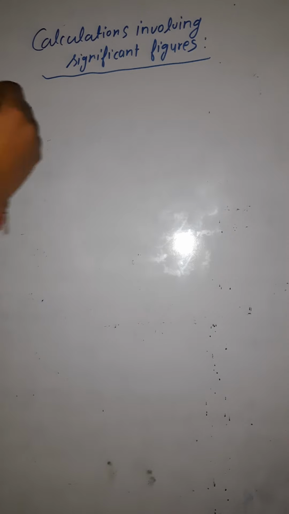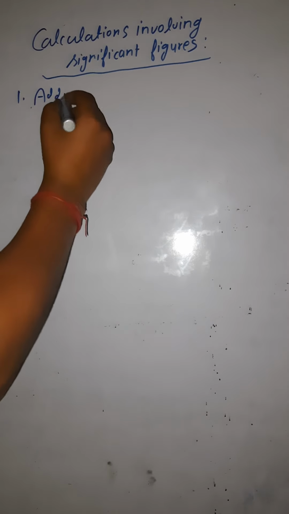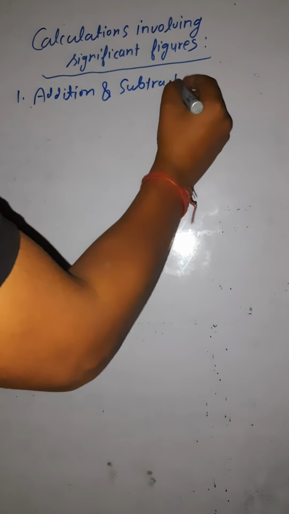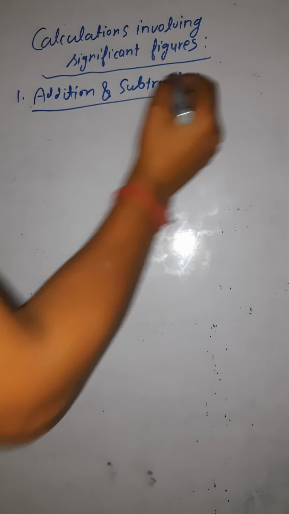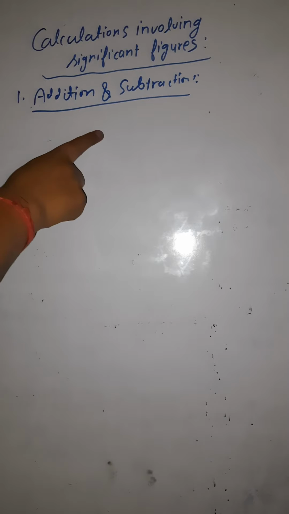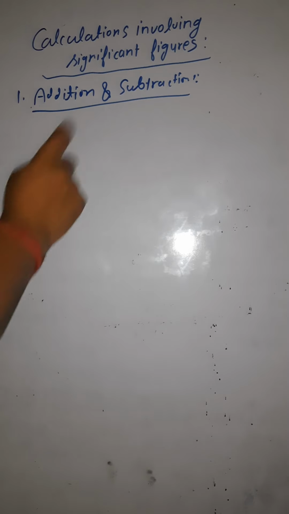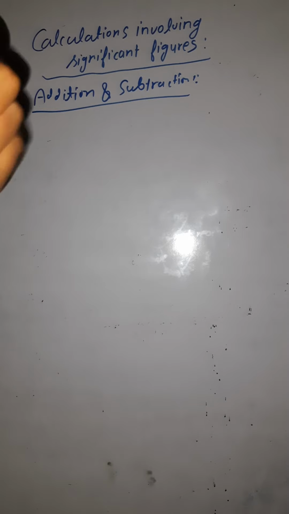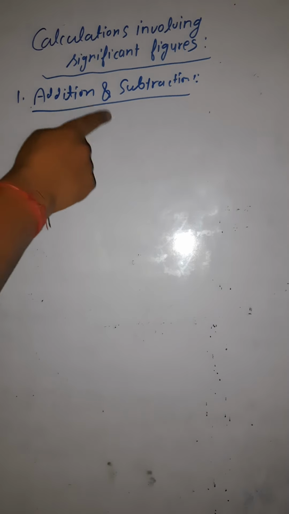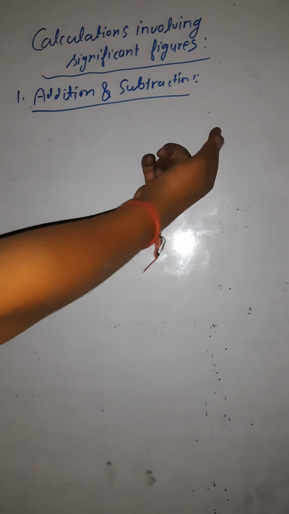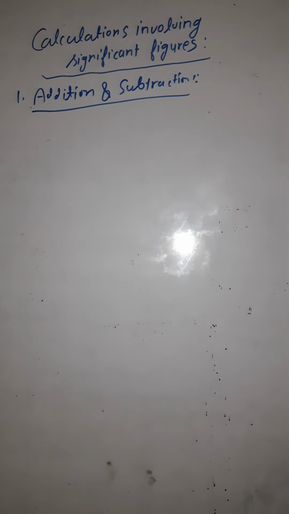So let's study first how to add and subtract, addition and subtraction. Both have the same rule here. Remember one point: the term which is having the minimal decimal places, we would report the result according to that one term. Just the very simple rule.